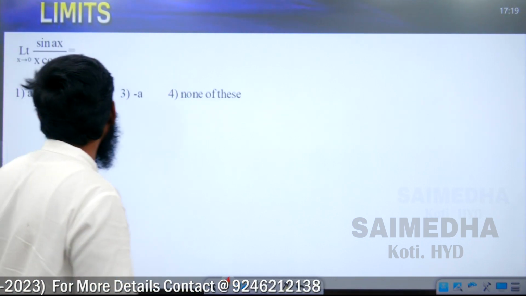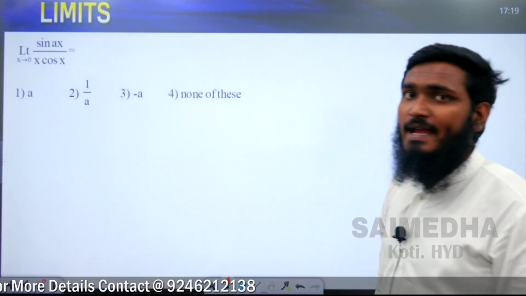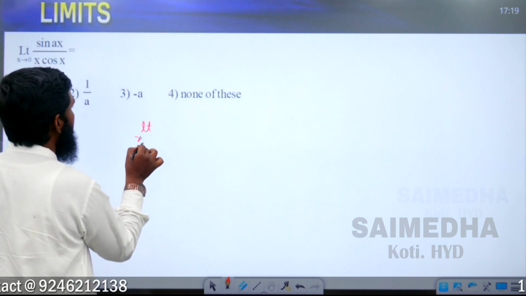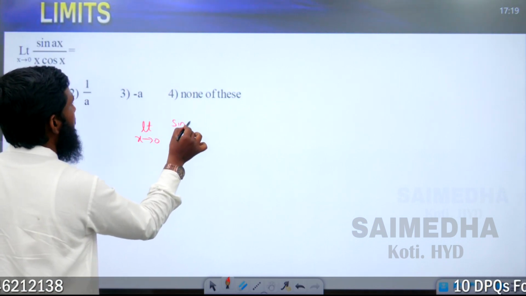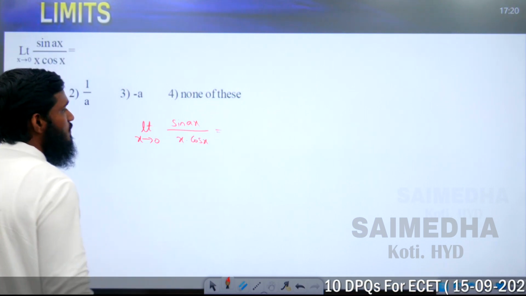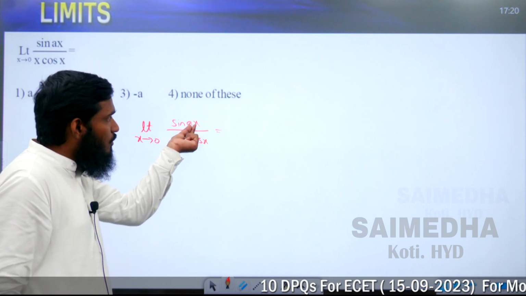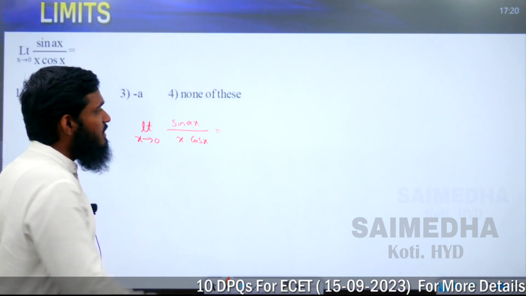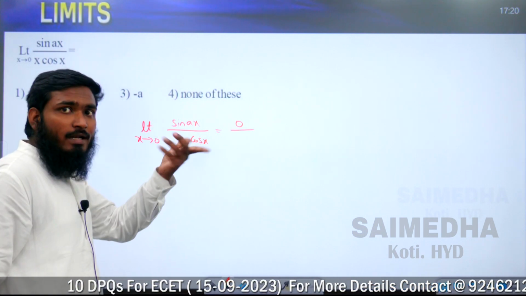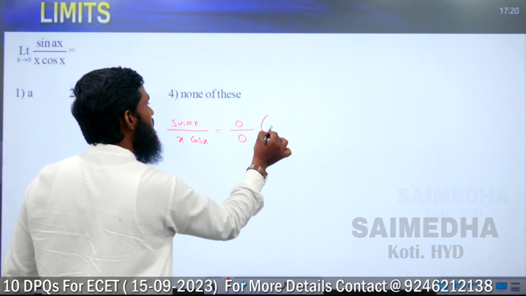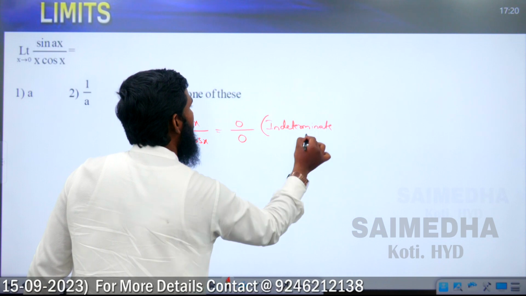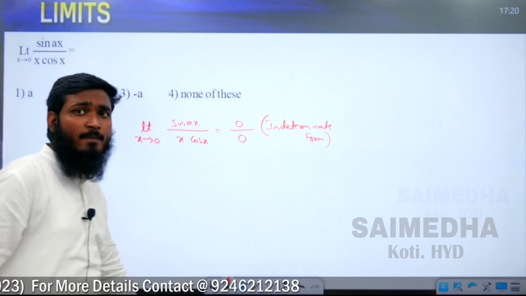Now let us go for the next question. Limit x tends to 0, sin ax by x into cos x. First let us try to substitute the direct value. If we substitute x as 0, 0 into a is 0, sin 0 is 0, divided by cos 0 which is 1, so 0 into 1 is 0. We are getting 0 by 0, which is an indeterminate form.